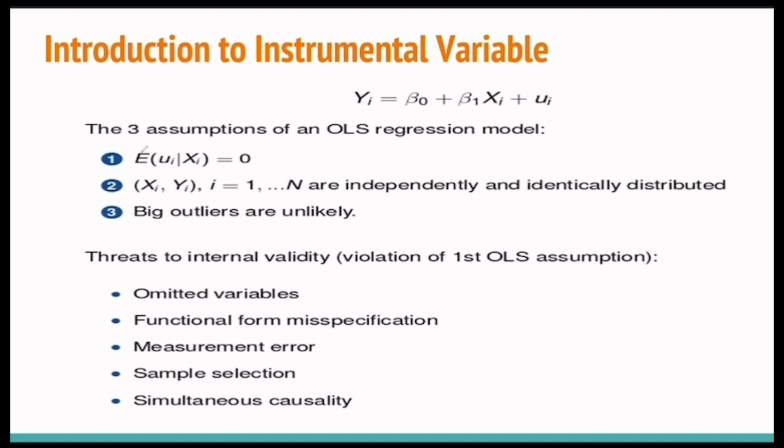If you take a look at assumption number 1, it says that the expected value of ui given xi must be equal to 0. But the only condition under which that conditional expectation is equal to 0 is when there is no relationship between the predictor x and the error. In a situation where a relationship exists, assumption number 1 will be violated.